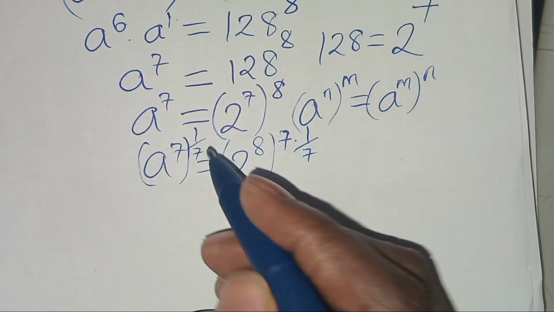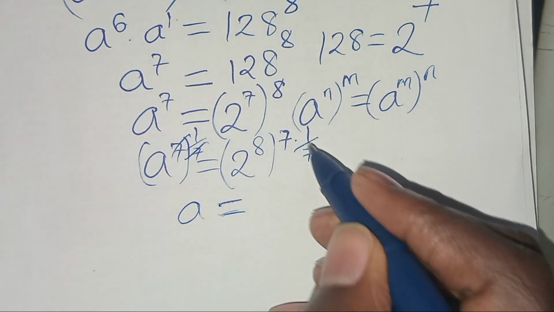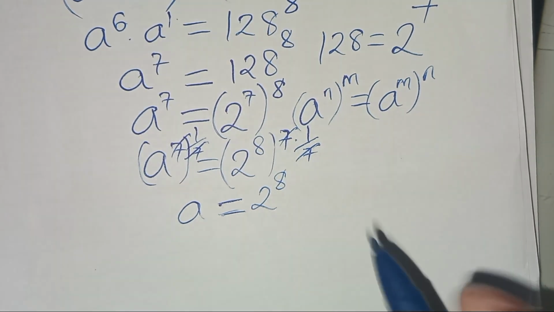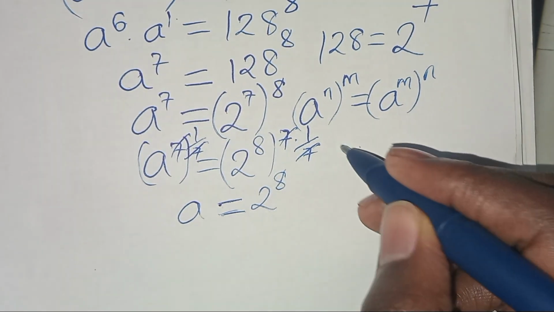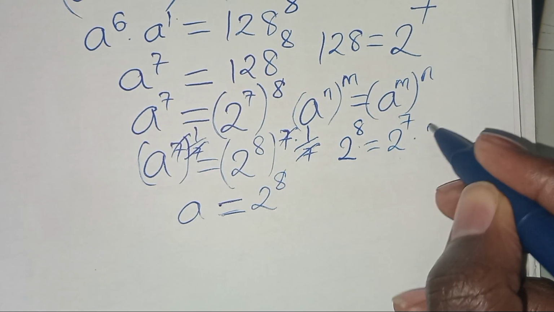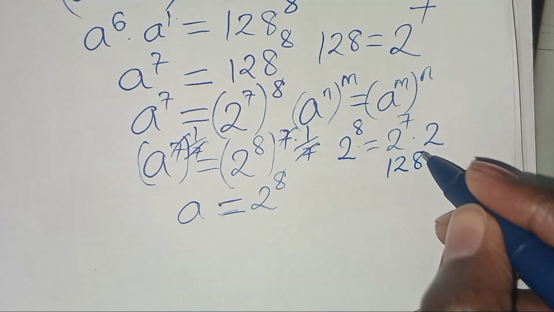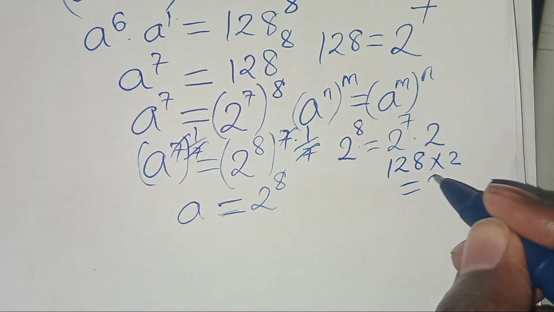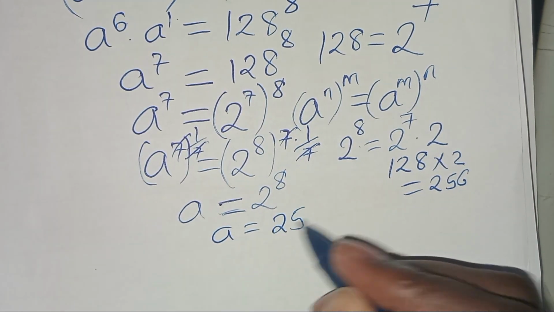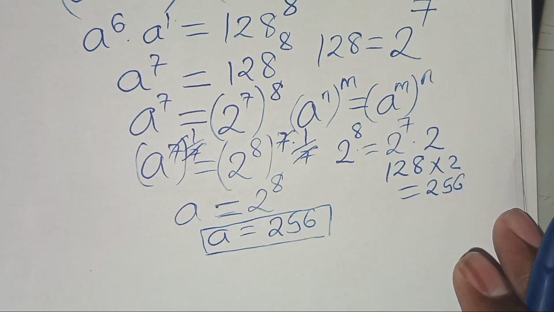So now, if you simplify here, a is equal to 2 to power 8. And 2 to power 8 is basically 2 to power 7 multiplying by 2. And 2 to power 7 is 128. So this is 128 times 2, which is 256. So a is equal to 256. This is the value of a.